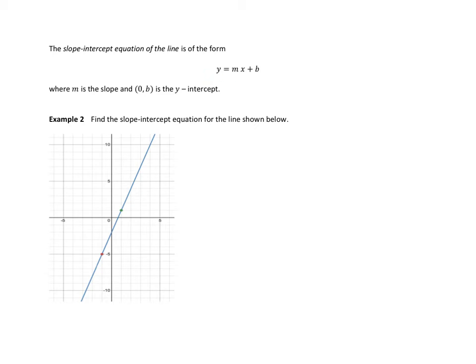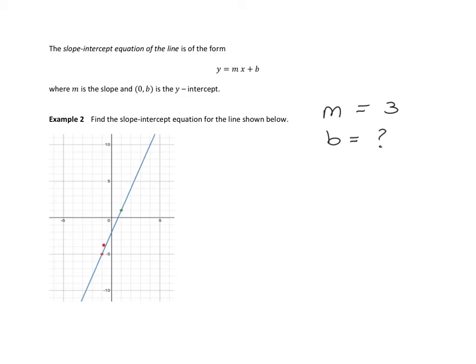Well, I already know the slope from the previous example. We found the slope was 3 over 1, or simply 3. The next thing we need to know is, well, what's b? What is that equal to? If you know b, you can just put that number here, and you're basically done.